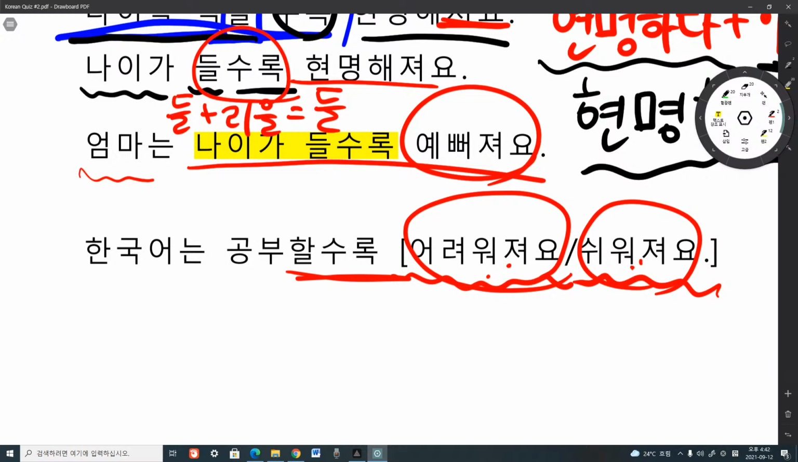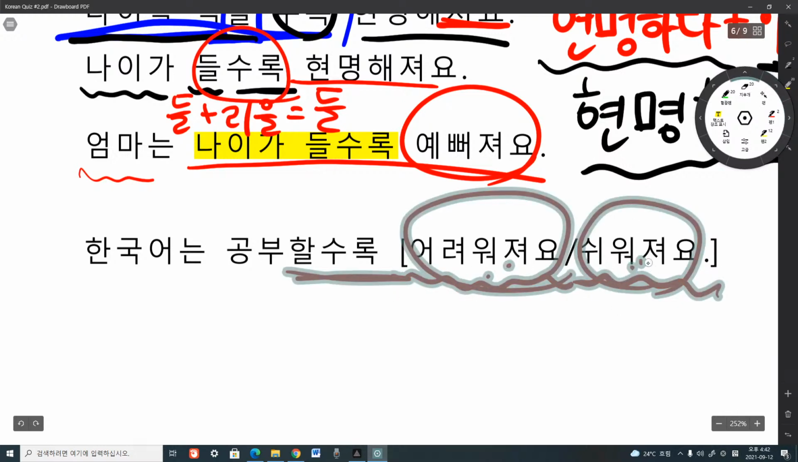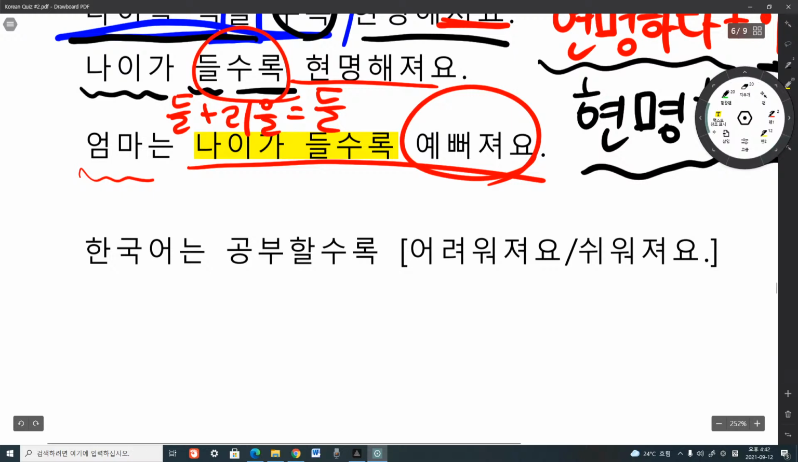어려워져요. Number 2, 쉬워져요. Okay, so half and half. First, easier it gets. 제 생각에는요, I think maybe personally for me it's both, right? Because obviously the higher level you get, the more difficult grammar you get to learn. But at the same time, the more you study Korean, the more you get used to the sentence structure of Korean language, right? So in that way, it could get easier to a certain extent, right?